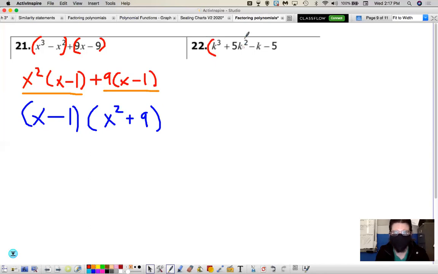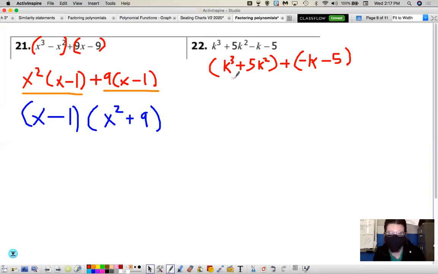Group these together. Group these together, but make sure we change this minus to a plus and negative. In fact, I'm going to go ahead and rewrite it because there's not a lot of room. So k cubed plus 5k squared, first 2 together, plus, and that's negative k minus 5. Okay? On this first term, we've got a k squared in common. Factor it out. That's with k plus 5.